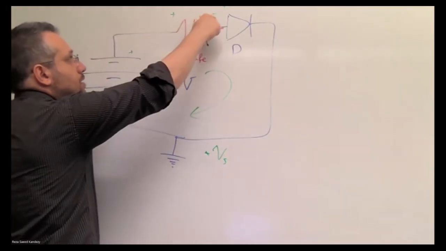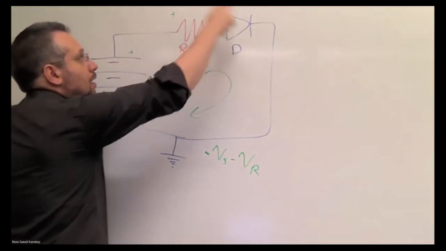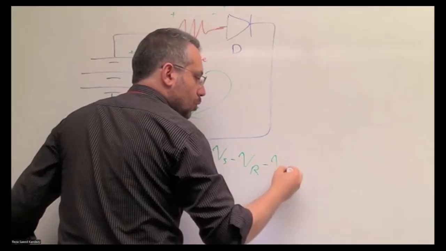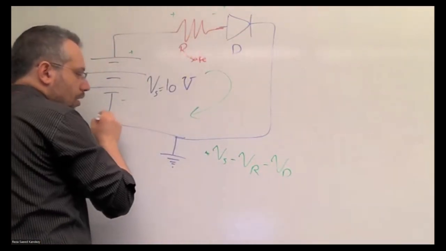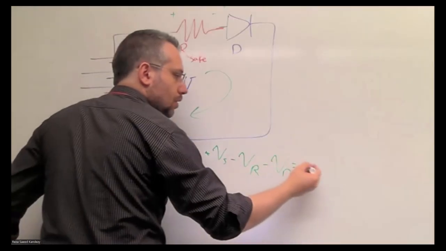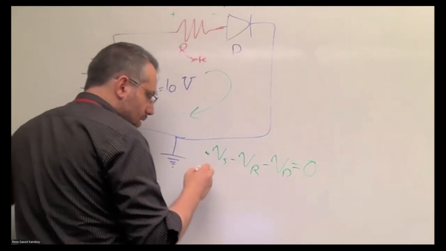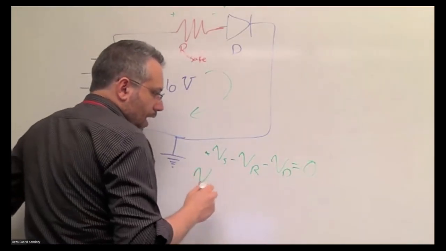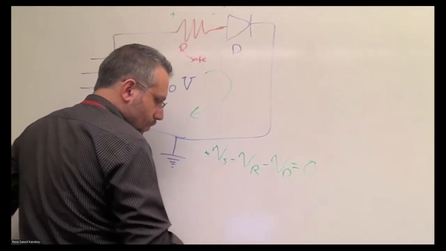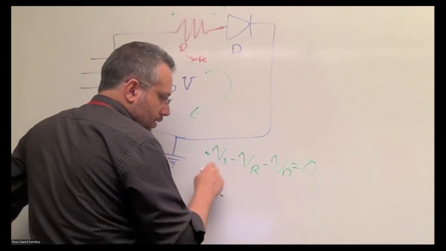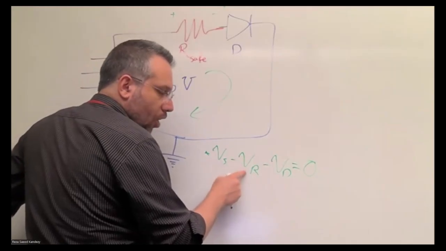Then we move on. This is minus voltage over resistance and minus voltage over the diode. And then we are at our initial point, so it's all equal to 0. That's a KVL. What does that mean? That means our VS, this is our KVL.